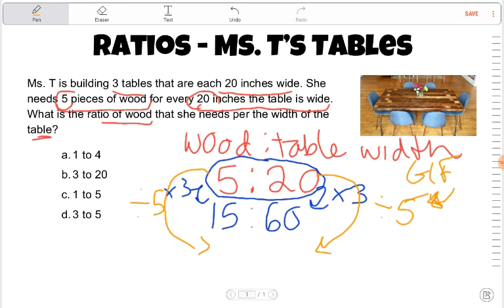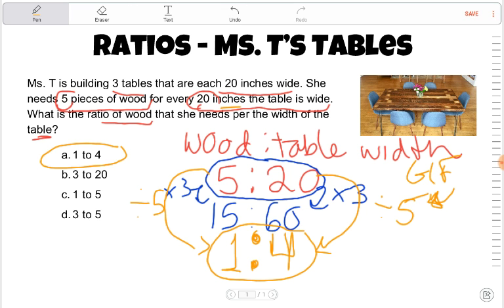And 5 divided by 5, any number divided by itself is 1. So I need 1 piece of wood, and 20 divided by 5 is 4. I need 1 piece of wood for every 4 inches the table is wide. And now I'm looking at my choices, and that choice is there.